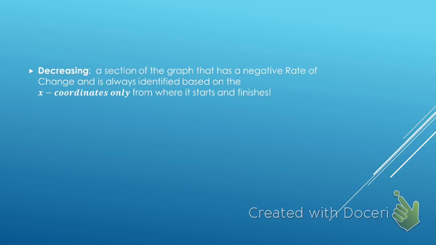Decreasing, it's going to be just the opposite. Decreasing is going to be any section of the graph that has a negative rate of change. It's only identified based on the x coordinates. So again, decreasing, negative rate of change, it's going to be going down and to the right.